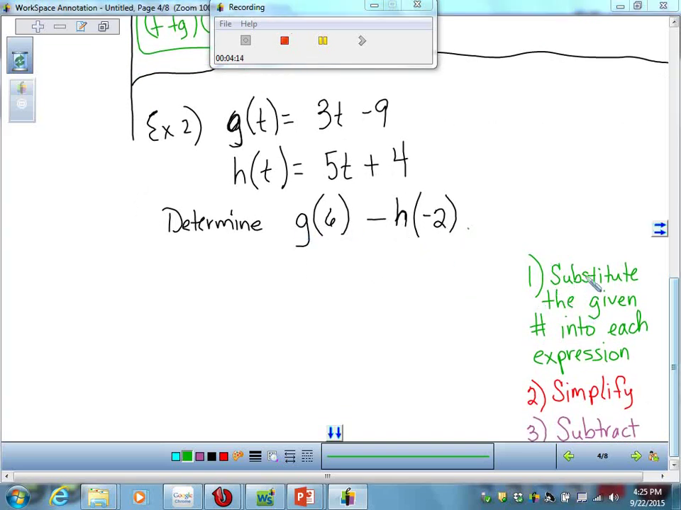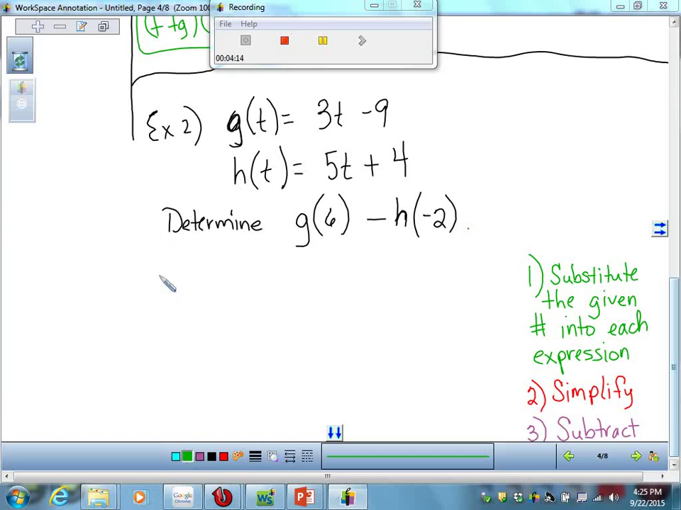So this time my first step is to substitute the given number, in this case 6, into g, and then I'm going to take the negative 2 and substitute it into the h. Now I'm going to do that first because the g and the h are not combined in parentheses together. So my first step, substitute 6 into g and then negative 2 into h. So let's go ahead and do that.